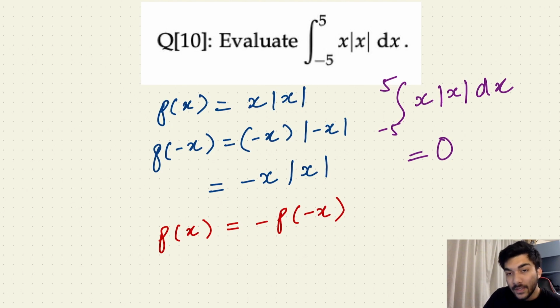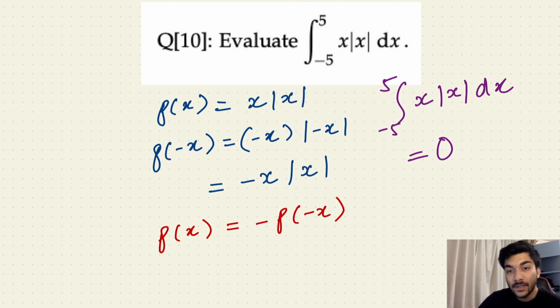So your signed area would be 0 in this case. But how easy it was to calculate by just using the property of odd functions rather than drawing it, right? So that is why you can always use these properties in order to simplify your definite integral calculations.